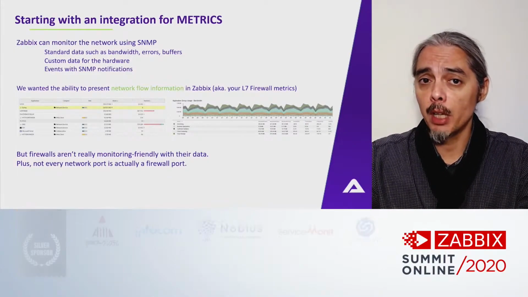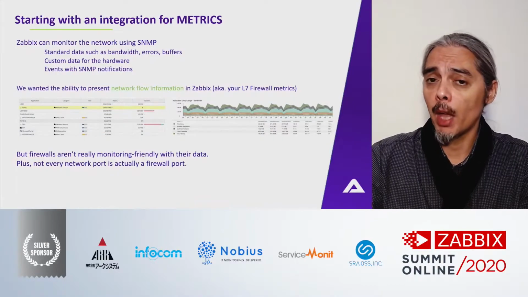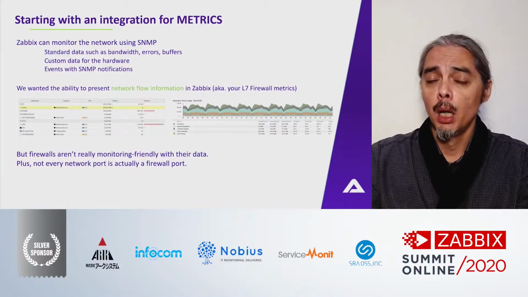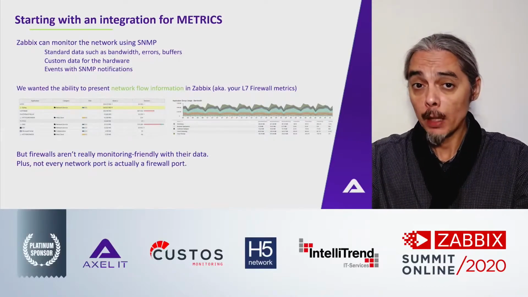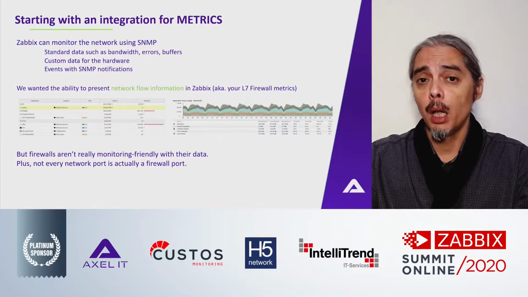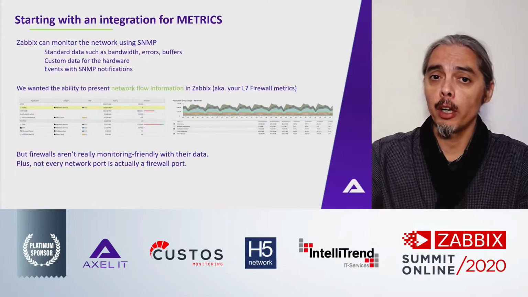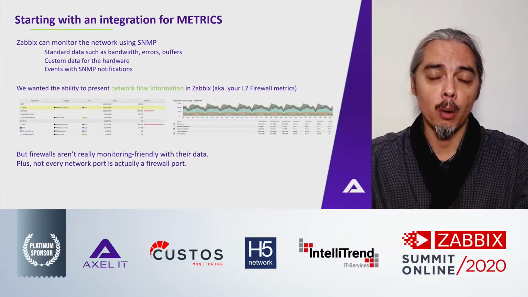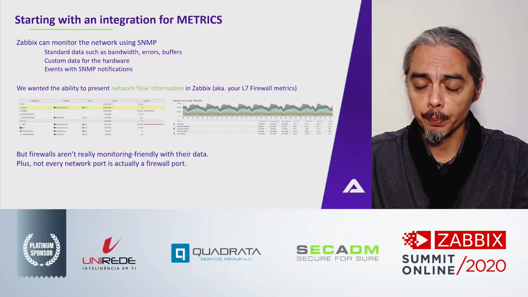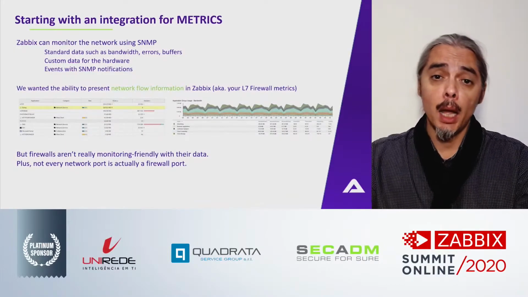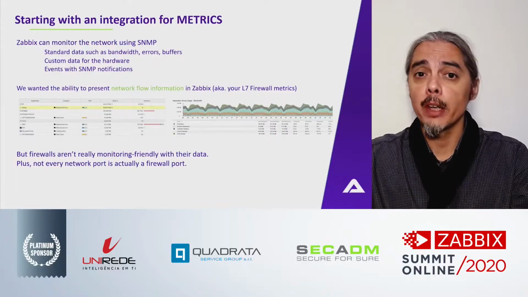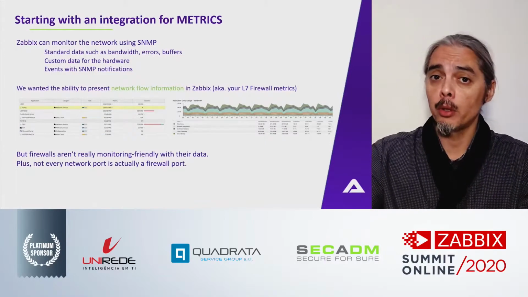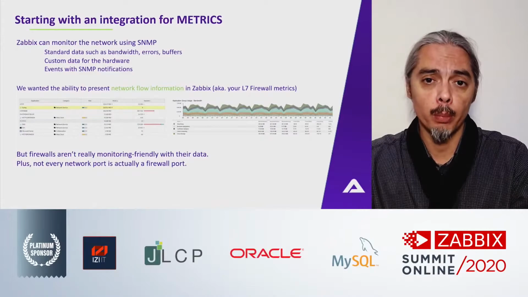You can use the SNMP protocol to manage your network equipment, where you will get data from interfaces such as bandwidth, errors, buffers, and hardware such as CPU or power supplies. You can also receive events, or so-called SNMP traps, which are actual notifications coming from the equipment.